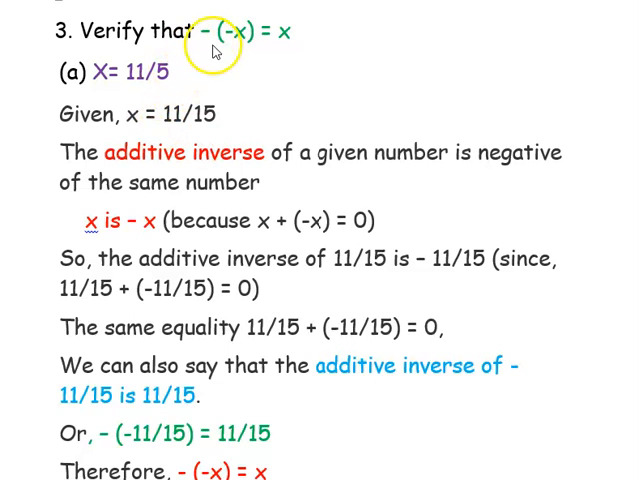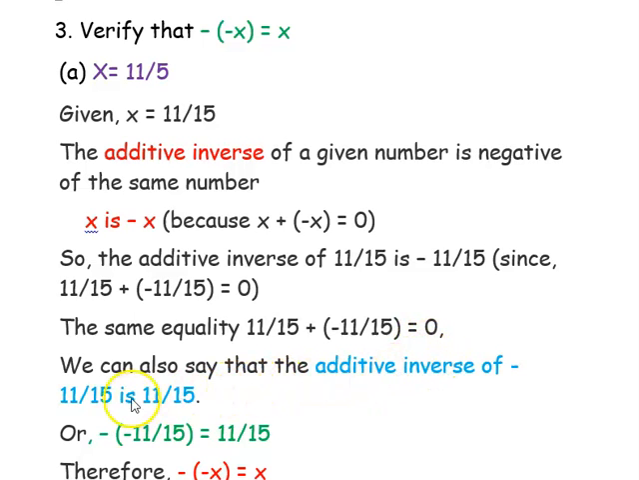Next question is to verify that minus of minus x equals x. Let's say x equals 11 by 5. The additive inverse of a given number is the negative of the same number. We already know that if x is the given number, then its additive inverse is minus x. If minus x is given, then plus x is the additive inverse of the given number. Here 11 by 5 is given, so its additive inverse will be minus 11 by 5.